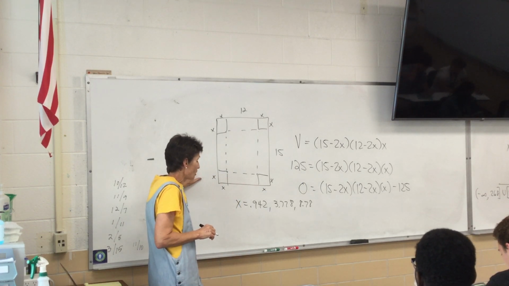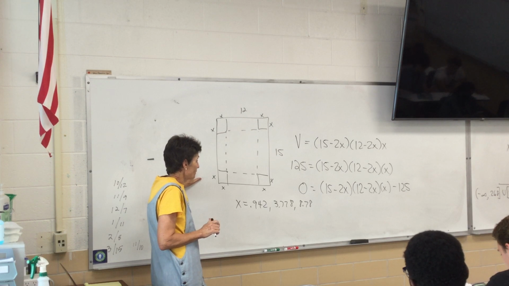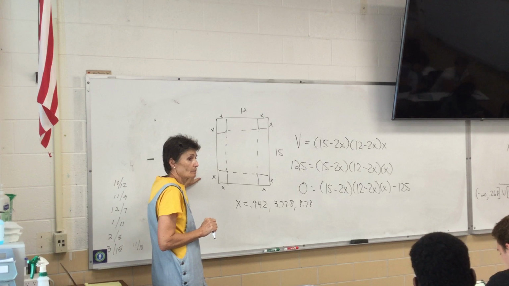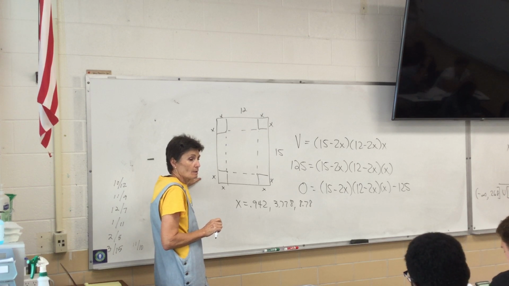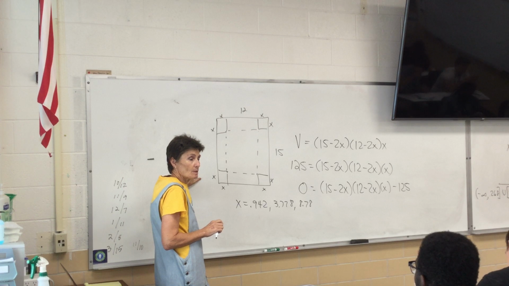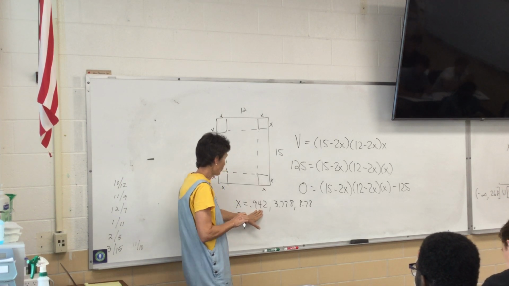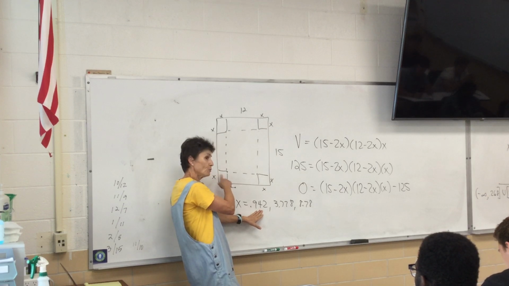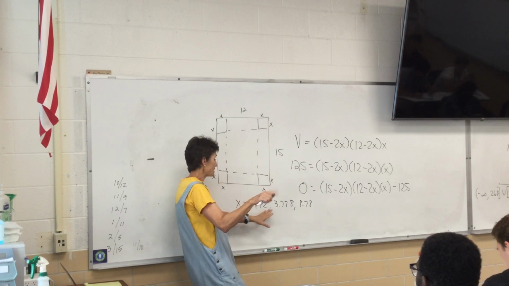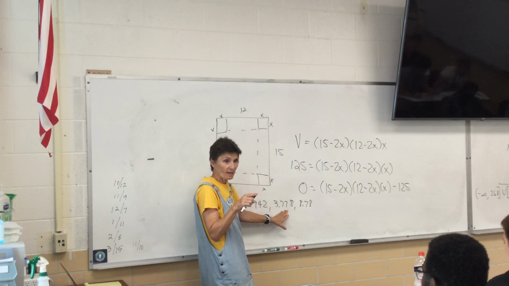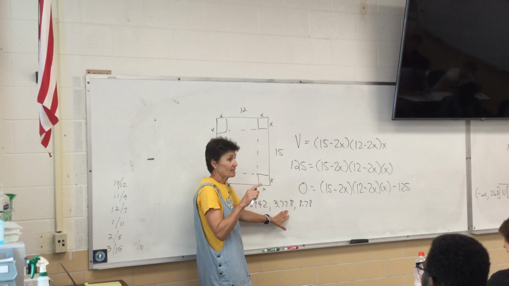Let's talk about these numbers here. These look okay? So what this means is that if one of you cut corners that were 9.42 by 9.42, and somebody else cut corners that were 3.778, your boxes would look different, but they would both hold exactly 125. Does that make sense to you?